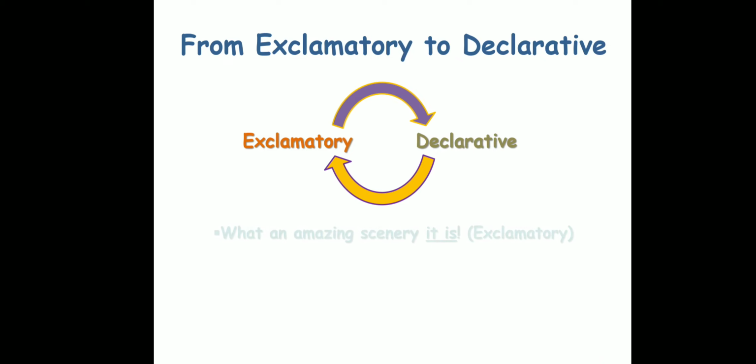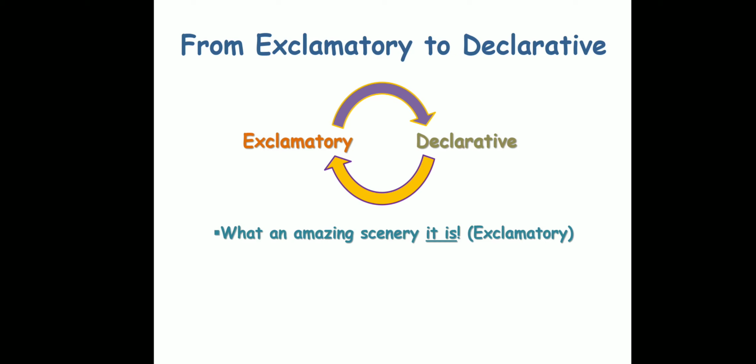What an amazing scenery it is. See, it ends with an exclamation mark, and here we are expressing our feeling for the scenery, that the scenery is amazing. All right, so this is an exclamatory sentence. In an exclamatory sentence, see, the subject is it, and the helping verb is, that is coming at the end, it is.